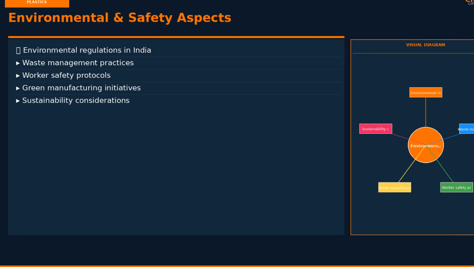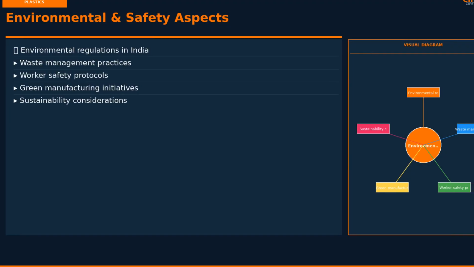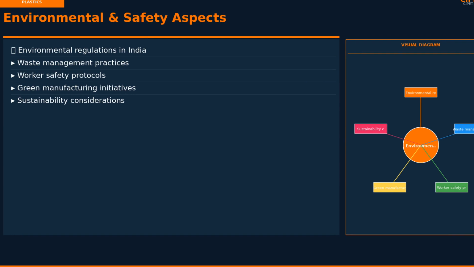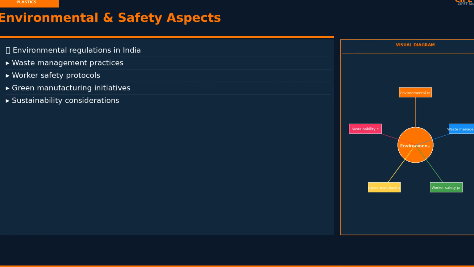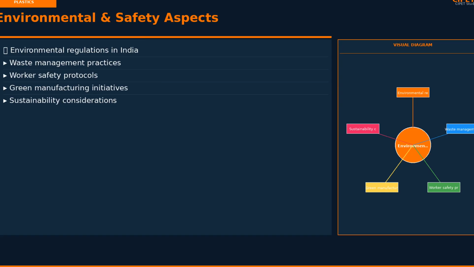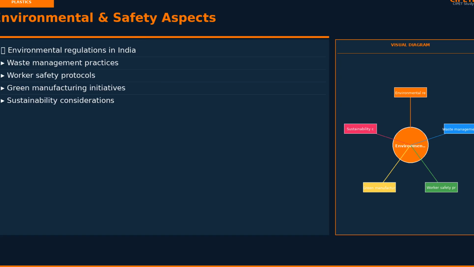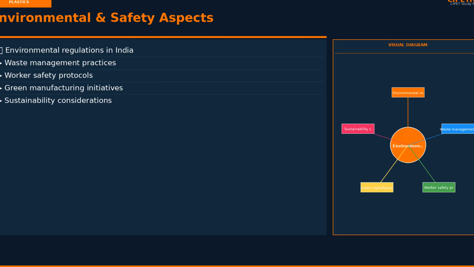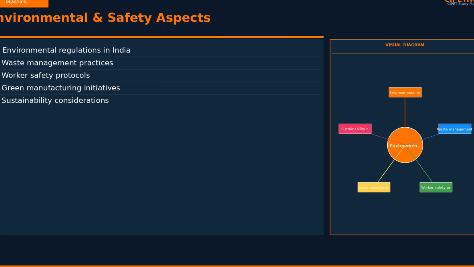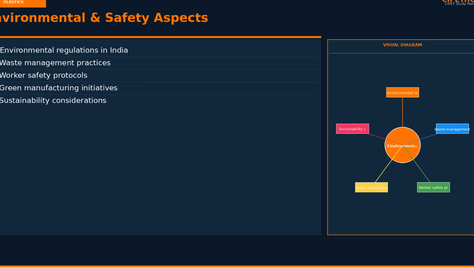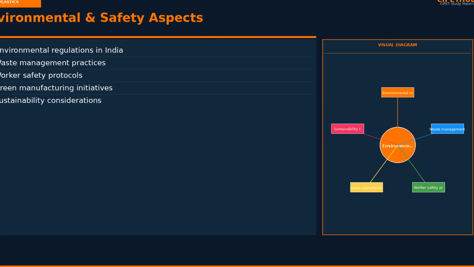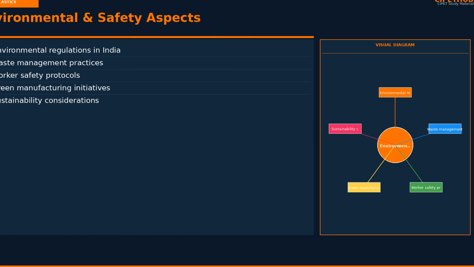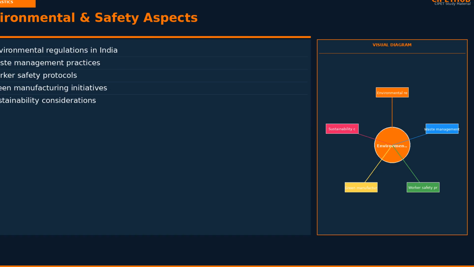Dear students, environmental and safety aspects of extrusion process in plastics manufacturing are increasingly important. India has stringent environmental regulations that all industries must comply with. Sustainable manufacturing is now a key focus for companies like Tata and Reliance. As future engineers, you must champion green practices in your workplace.